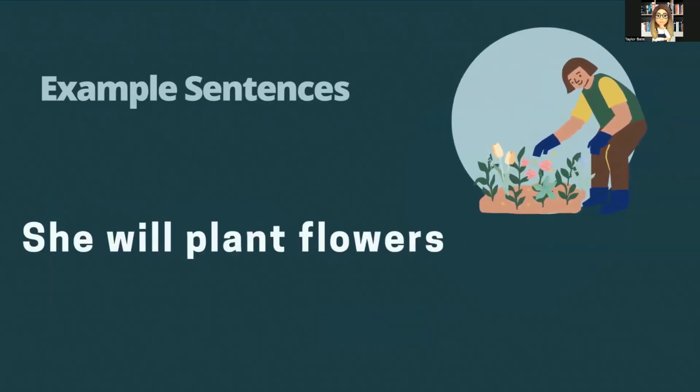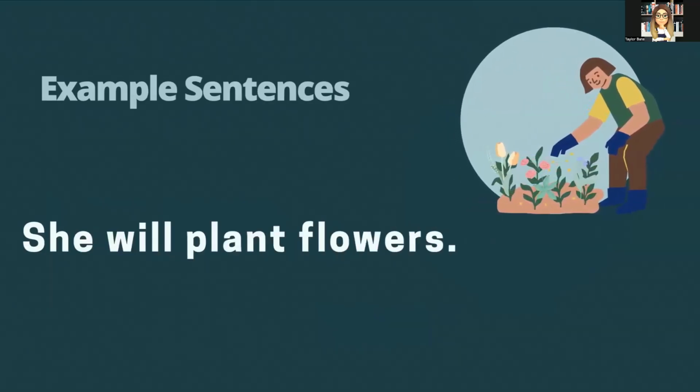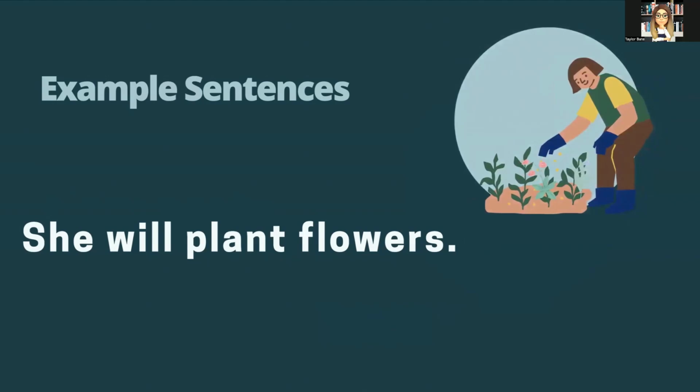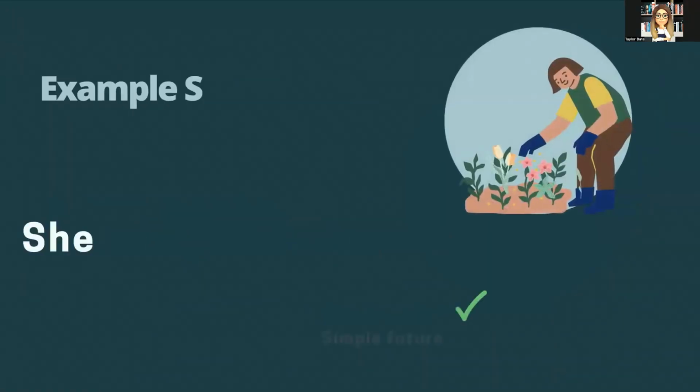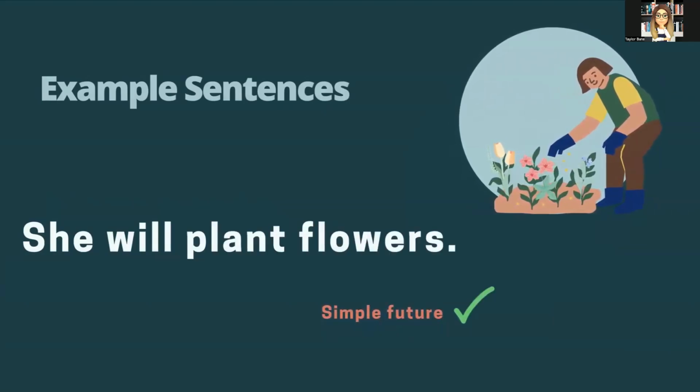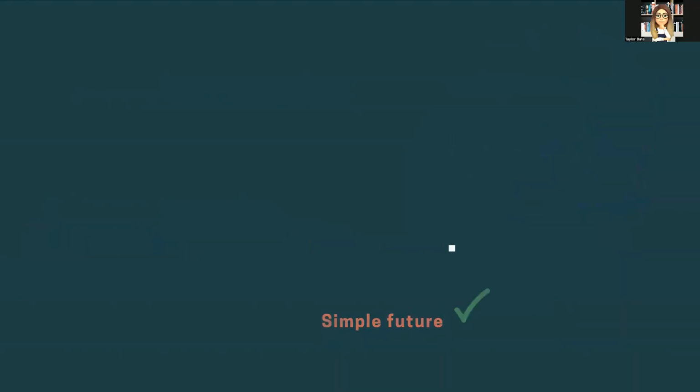Another example sentence. She will plant flowers. So what is our verb? Plant. That is our verb. It is in the base form, but we have an auxiliary verb, will, right before it. She will plant flowers. So what does that mean? When do we use will? For simple future. So simple future is the correct answer there. So did you get them all?